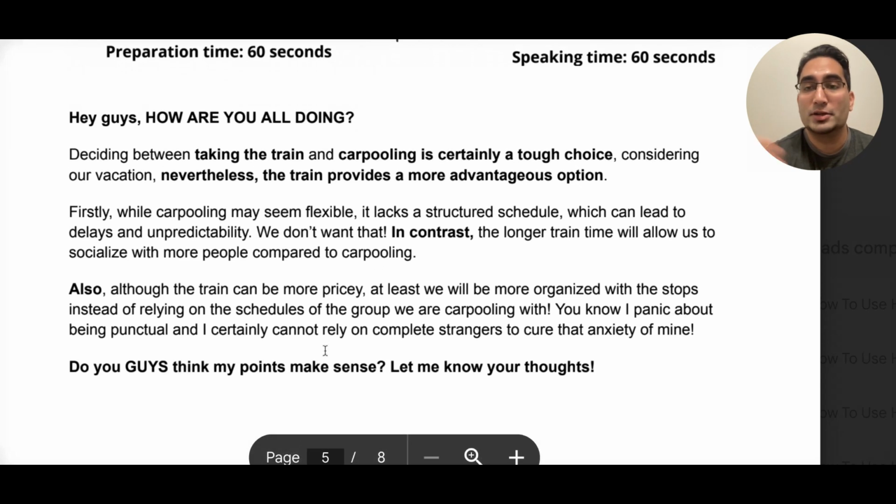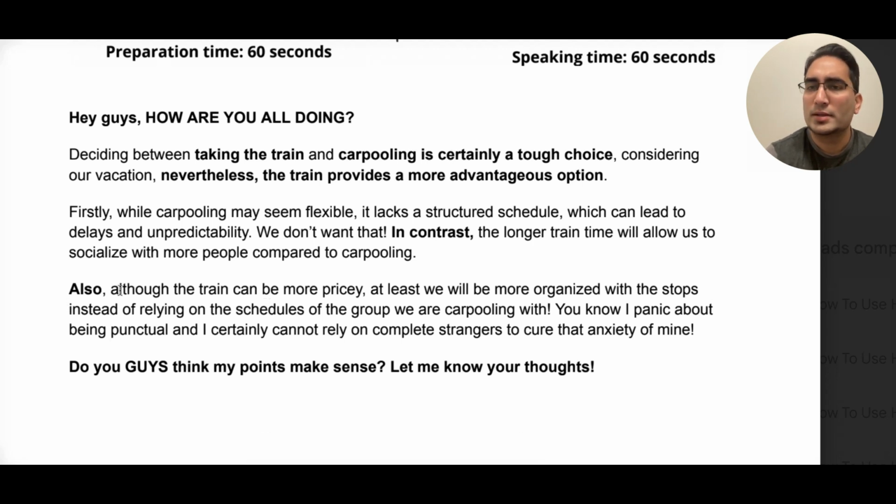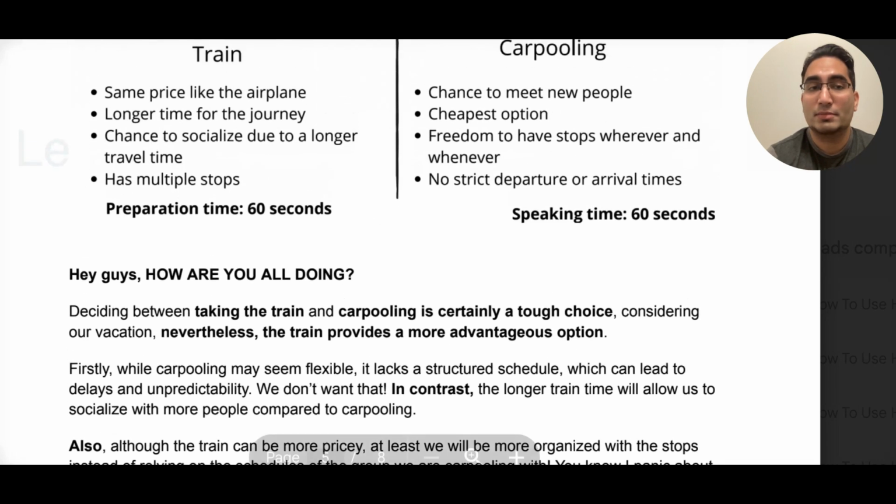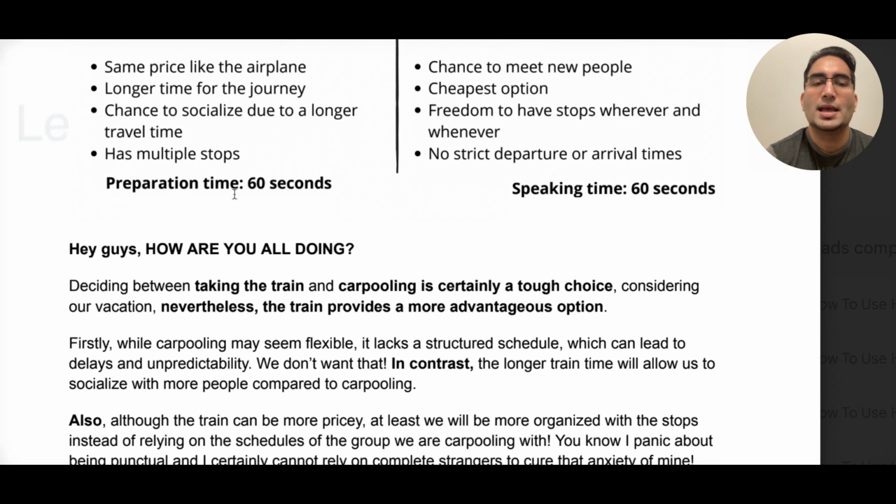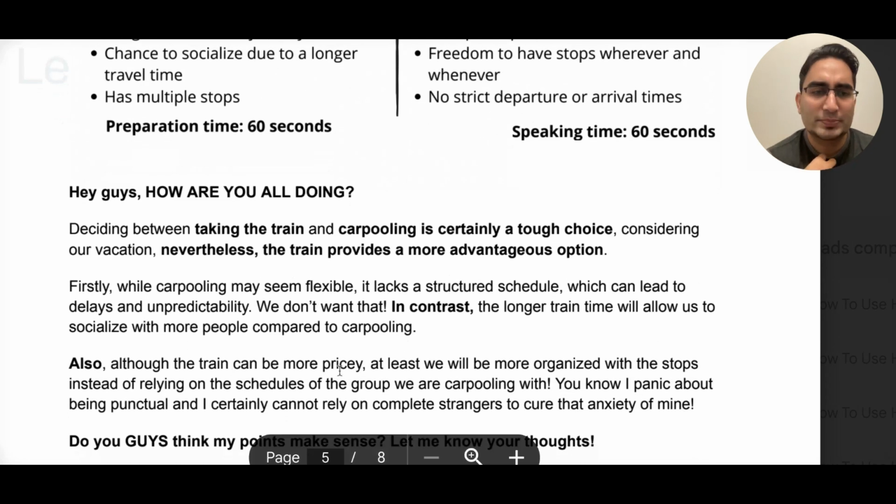Now you also have additional points. You say also, although the train, and this is a good way to start, again, a complex sentence, although the train can be more pricey, so you would have times when your points are negative, and the examiner will put you in those situations. So you admit, look, I have this problem, like the train can be more pricey, at least we will have this, so there's the benefit.